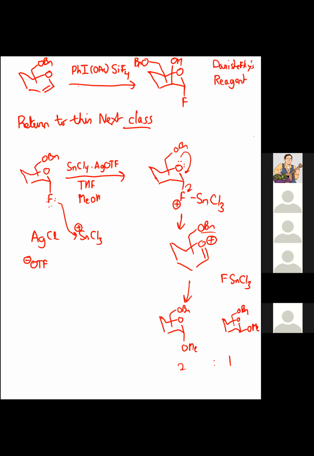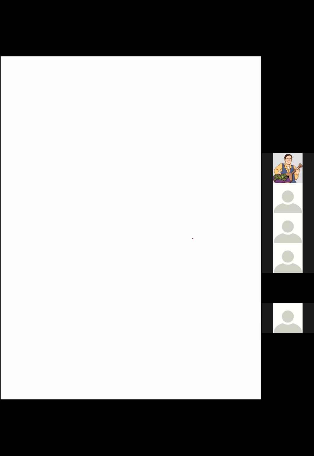So what we'd really, really like is some better control. And so we can get that. So if we have that fluoride, we're going to see a lot of these reagents. There's 2 of them. They make their appearance here for the first time.